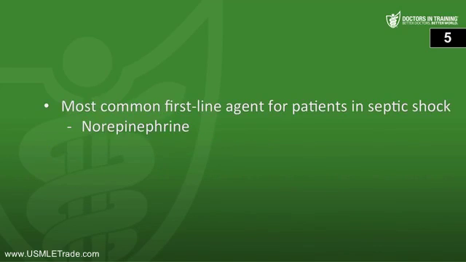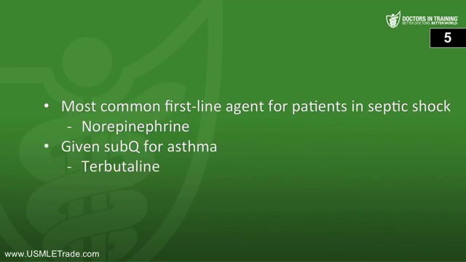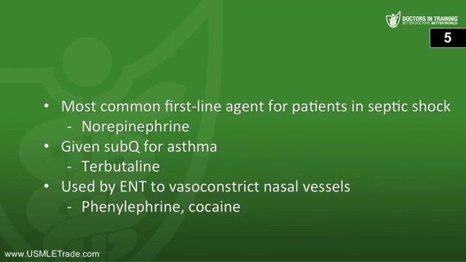Next, we have most common first-line agent for patients in septic shock. So you think about norepinephrine is going to cause a lot of peripheral constriction. Next, we have given sub-Q for asthma, not done very often, by the way, but that's going to be terbutaline. Next, we have used as ENT to vasoconstrict nasal vessels. Could be either phenylephrine or occasionally you'll find a doctor who still has cocaine in their office, and they can use it in that situation as well.